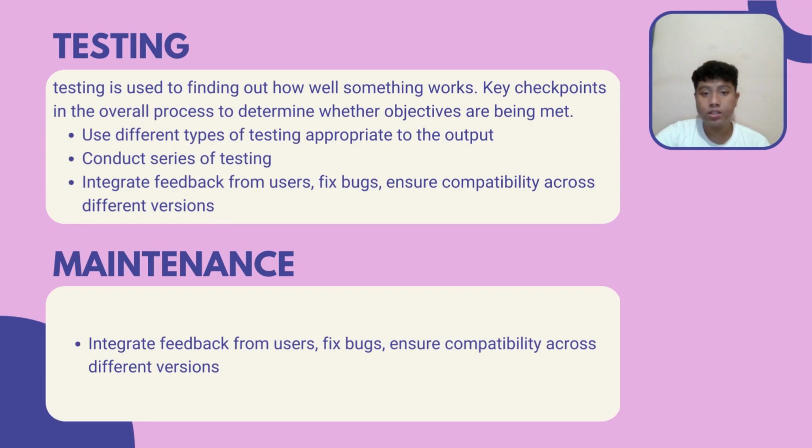Testing. Testing is used to find out how well something works. Key checkpoints in the overall process determine whether objectives are being met. Use different types of testing appropriate to the output. Conduct a series of testing. Integrate feedback from users. Fix bugs. Ensure compatibility across different versions. Maintenance. Integrate feedback from users. Fix bugs. Ensure compatibility across different versions.